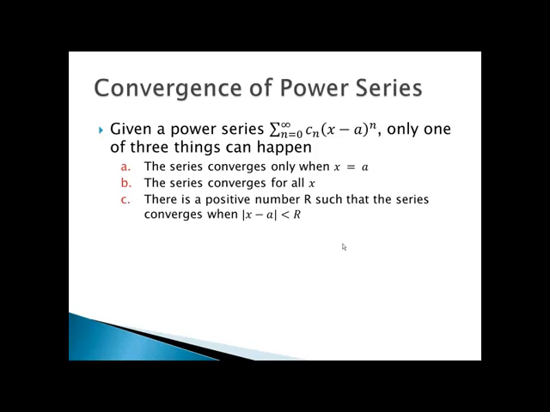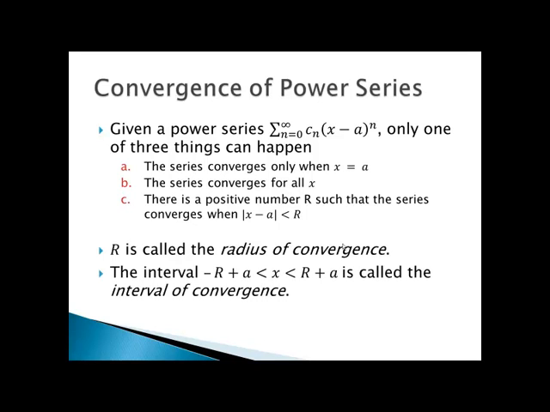Or finally, there could be a positive number r, such that the series converges when the absolute value of x minus a is less than r. This r is referred to as the radius of convergence, and the interval from negative r plus a to positive r plus a is called the interval of convergence.